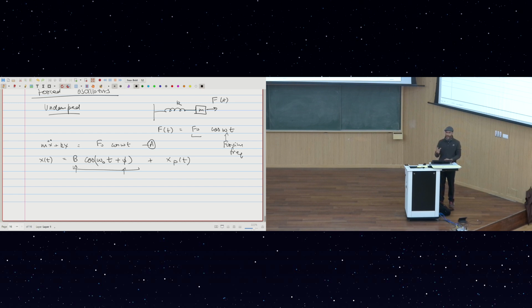Okay, the second part, the particular solution, has to be found out using different techniques. The easiest one for us is, now we are forcing it with a frequency omega, cos omega t. Let's try to see if a solution, some constant A times cos omega t, is a solution of this equation or not. You will see it is a solution.